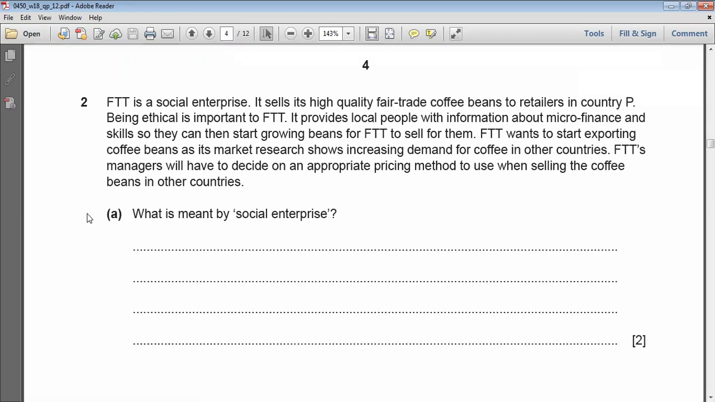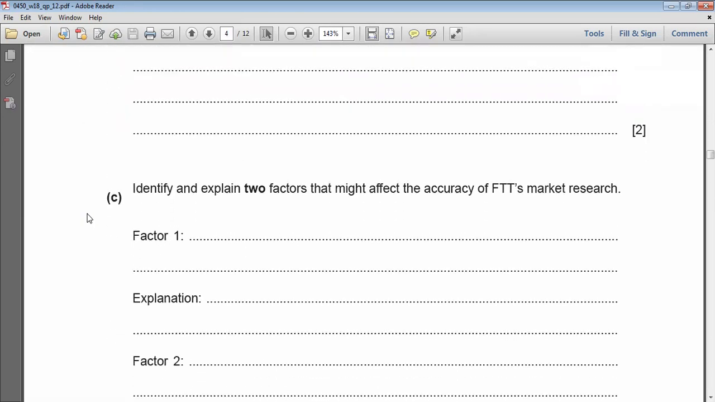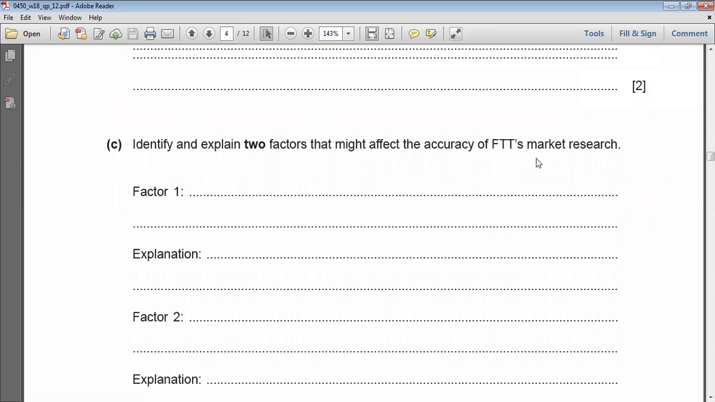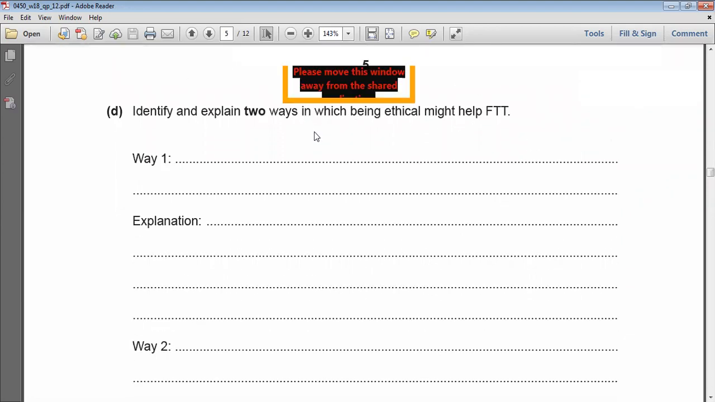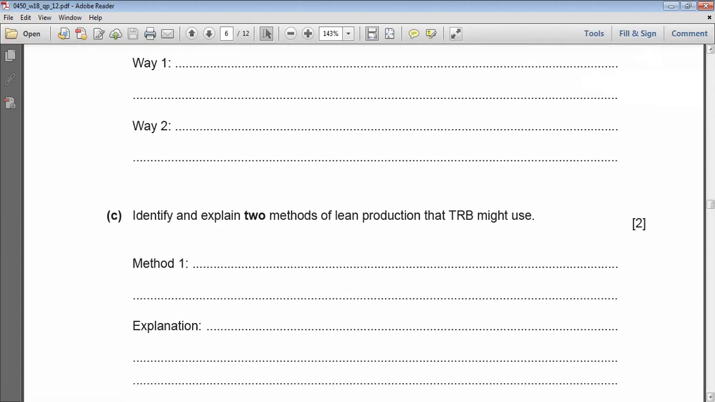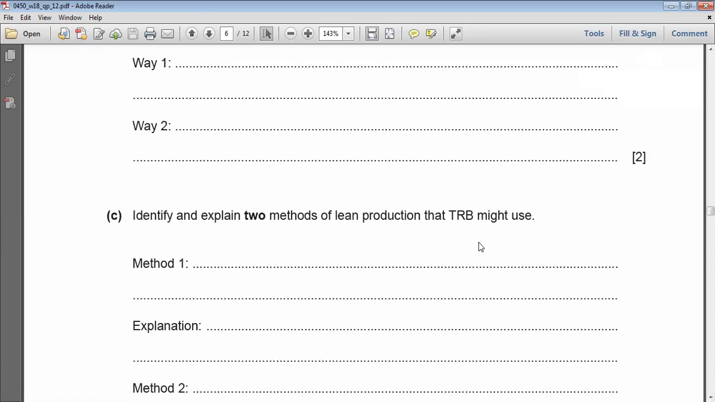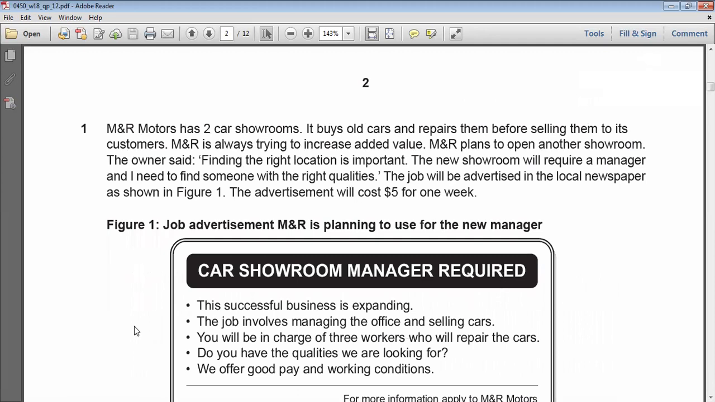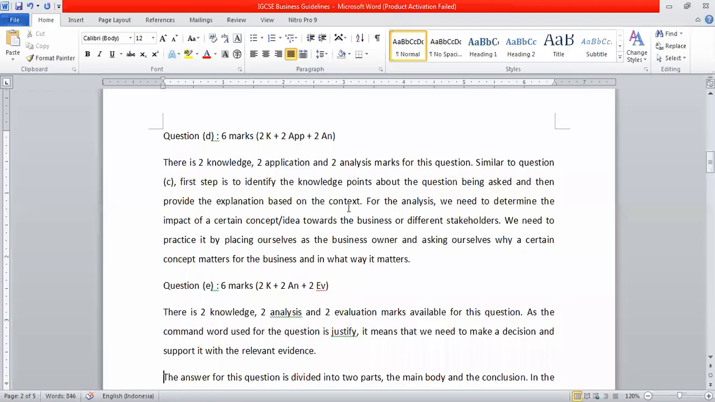Before I go back to the other file, perhaps you would like to see the other questions. Question C, identify and explain two factors that might affect the accuracy of FTT's market research. Same format, just a different content. Question D, identify and explain two ways in which being ethical might help FTT. So all here is similar. Even for question 3C, identify and explain two methods of lean production that TRB might use, and the rest, which I do not need to show each one. It's the same as long as what we need to remember is in this file.